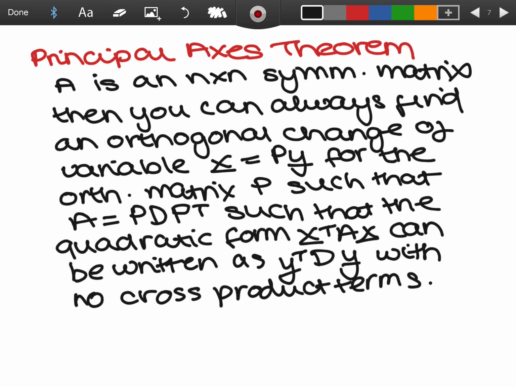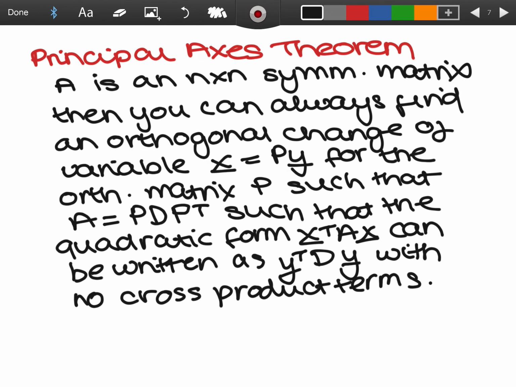Okay, so we like this new quadratic form that has no cross product terms. It just makes stuff look slightly nicer. It makes calculations a lot easier, as we'll see later on. The reason that it's called the principal axis theorem is because the columns of P are referred to as the principal axes. So just be aware of that.